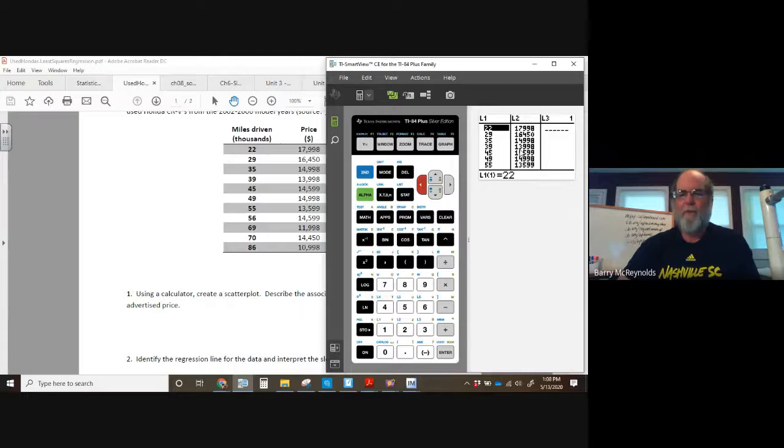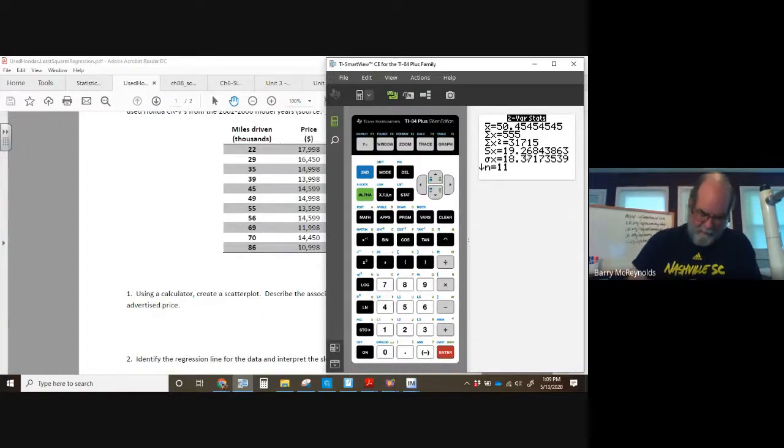So now what we can do is go to stat and then calculate. If you select 2 variable stats, it will calculate the statistics for L1 and L2 at the same time. You can do it one at a time. It just is a little bit quicker this way. And so when I hit calculate, we get X bar is 50.45 and SX is 19.27. So I'm going to go ahead and write this down.